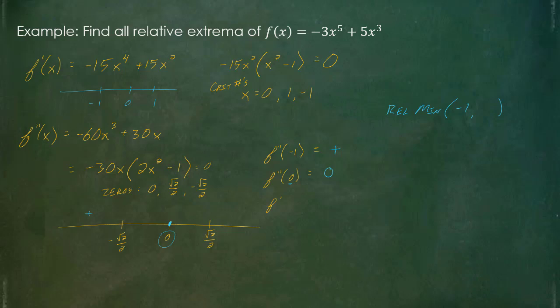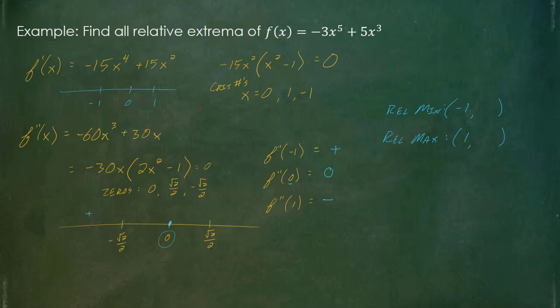And f double prime of positive 1 is one that we could plug in. That would give me negative 30 times 1, which is negative out front. 2 times 1 squared, take away 1, that would be positive. A negative times a positive would come back negative. So since that's on a concave down interval, that means it must be a high point for sure, which would be a positive 1 and then whatever its y-coordinate is.